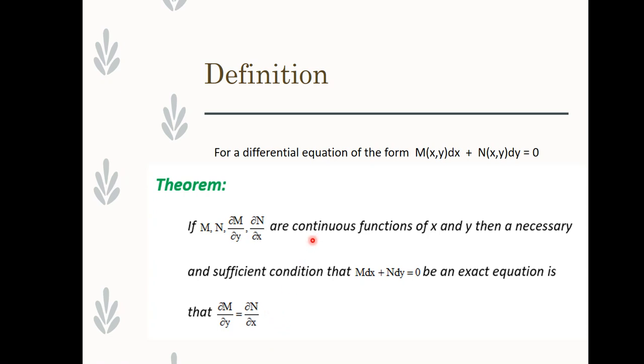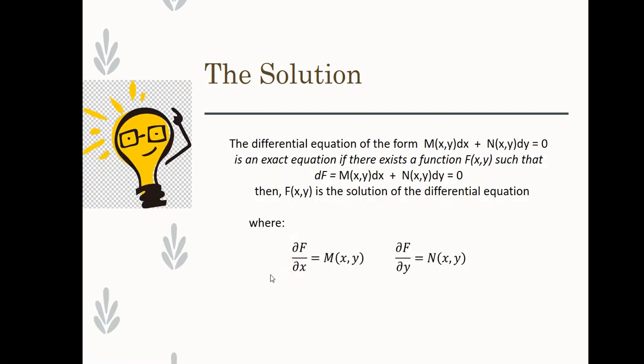Now, the differential equation of the form M of x and y dx plus N of x and y dy equal to 0 is an exact differential equation if there exists a function f such that M of x and y dx plus N of x and y dy is equal to 0. This f here is the solution of the said exact DE after you have already tested that your DE is exact.